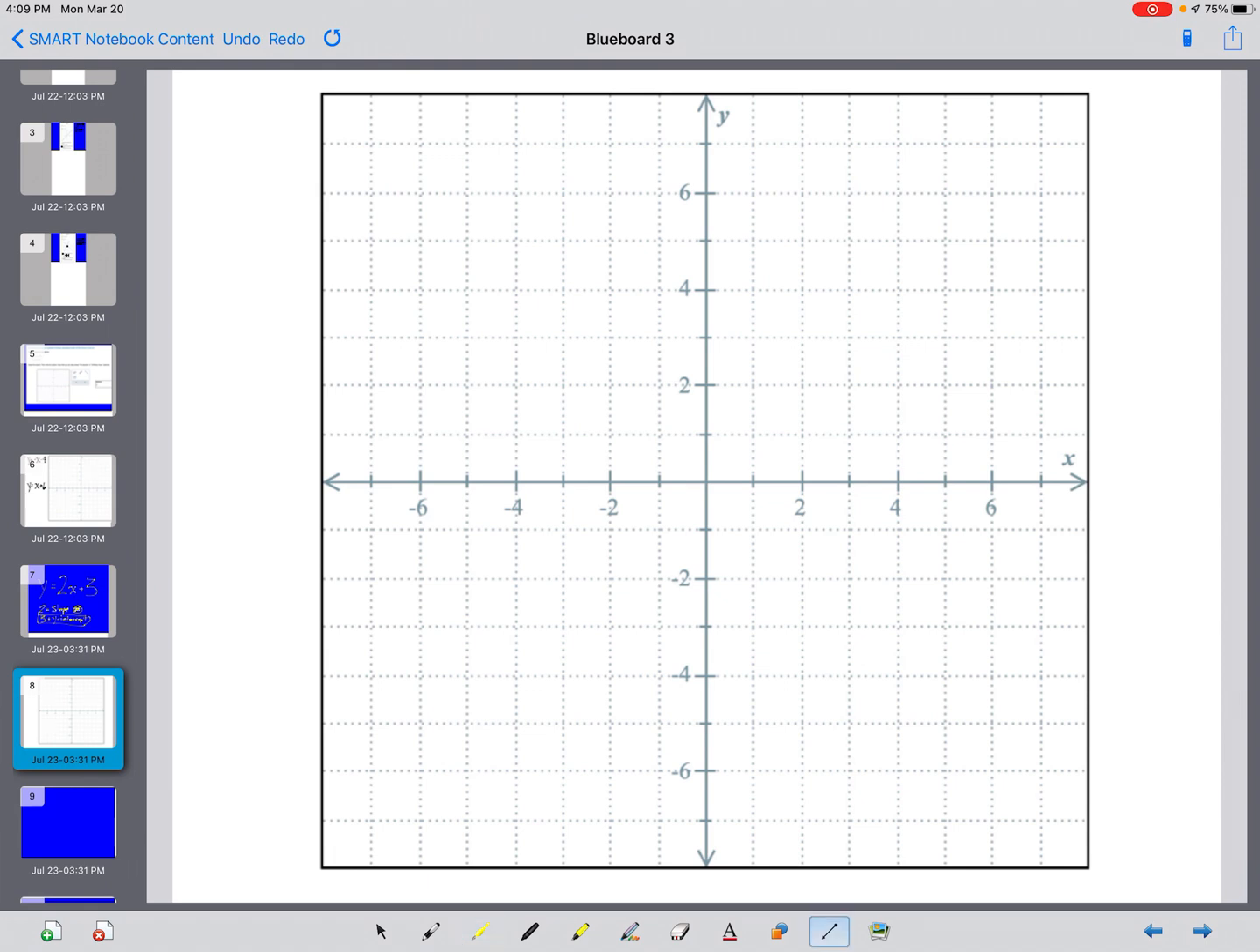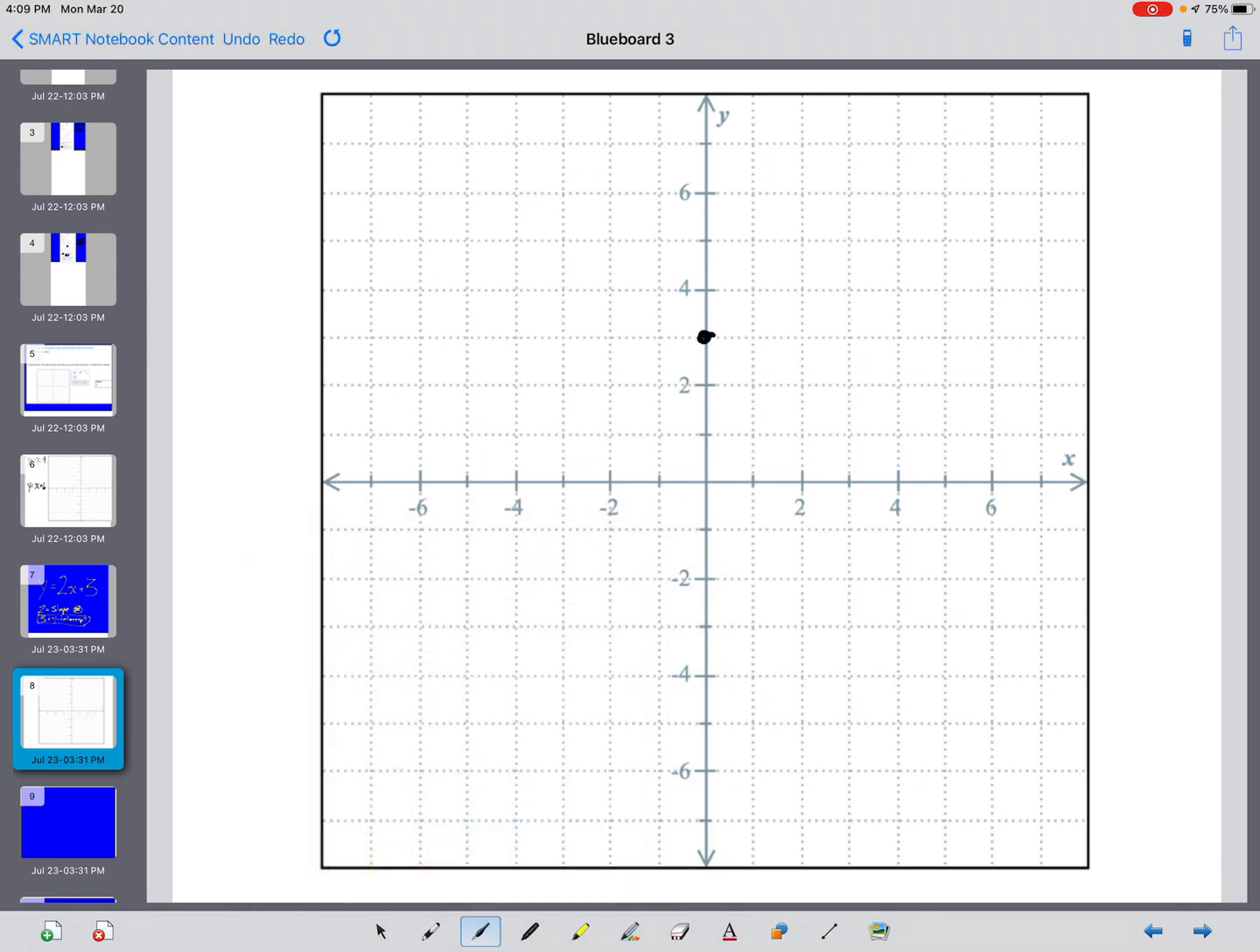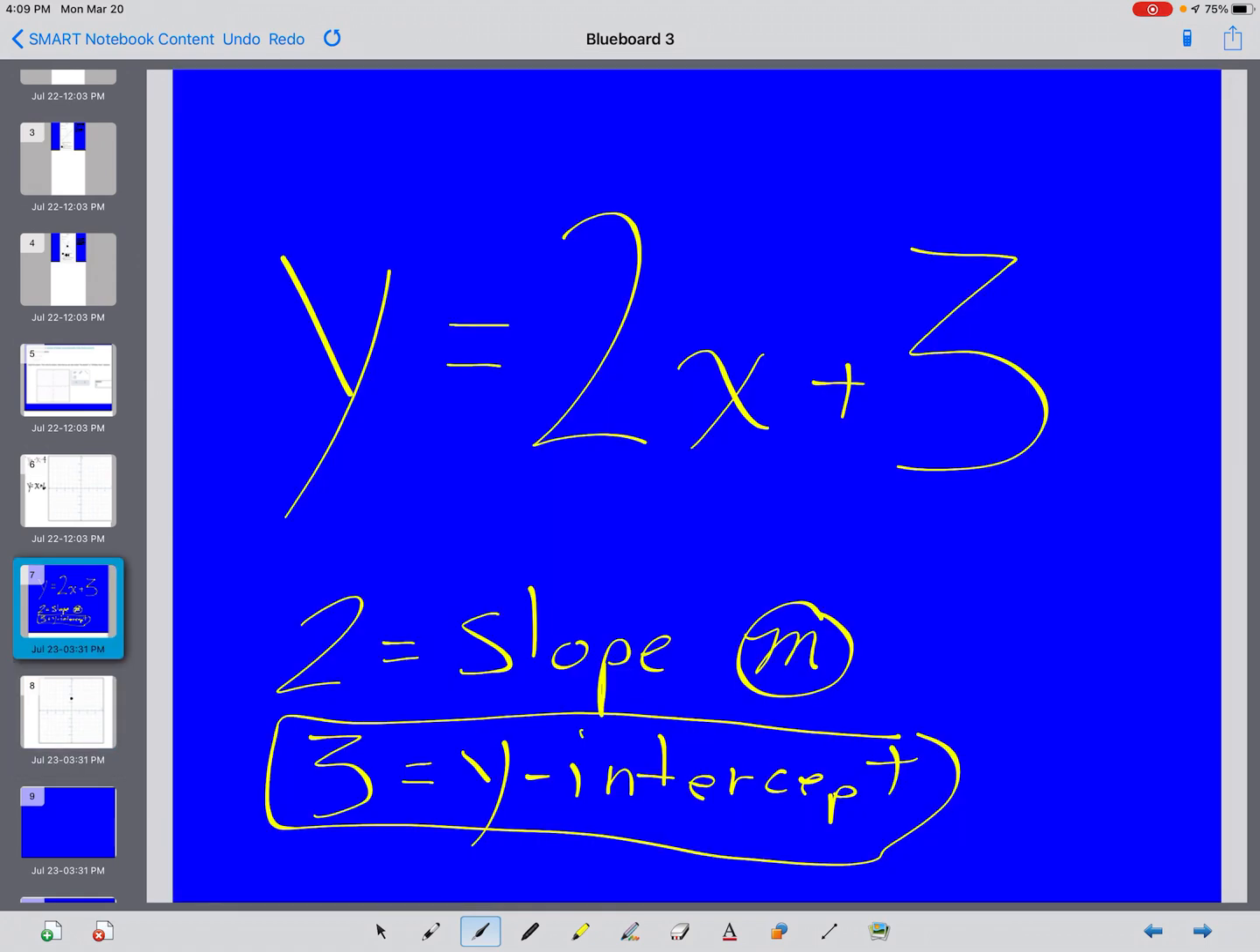And so what we would have to understand is that at this point on the y-axis of 3, the graph will cross through that point on the y-axis. Alright, so that's our first step. Essentially what we do is we plot that value of 3 on the y-axis. Then what we're going to do is use the slope of 2 to plot other points of the graph of the line. And so let's see what that looks like.